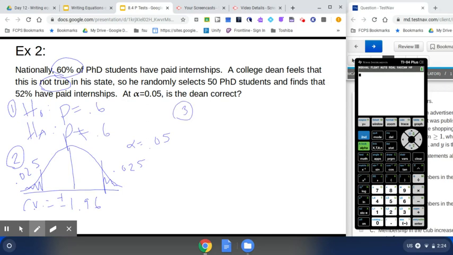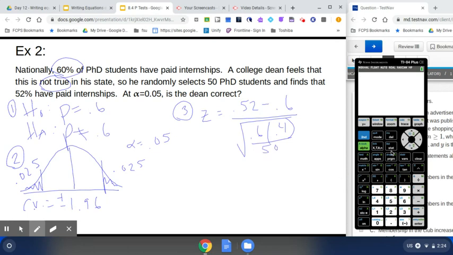Step number 3, the test statistic. P hat, that's the sample proportion, which was 0.52, minus the hypothesized proportion, 0.6, divided by the square root of P, 0.6, times Q, the complement of 0.6 is 0.4, divided by N, which is 50.